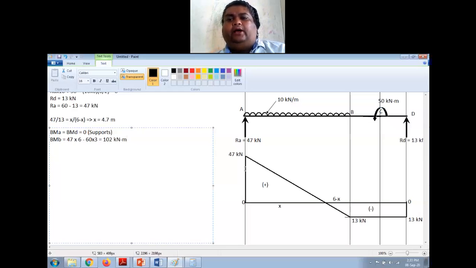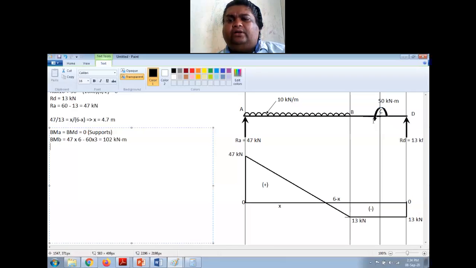Okay. Now the important point is point C. Whenever you have a couple in the problem, the bending moment suddenly changes on the beam. Some books give clockwise positive, counterclockwise negative. There are many versions of this, so don't get confused with the direction. You don't have to remember which is positive, which is negative.